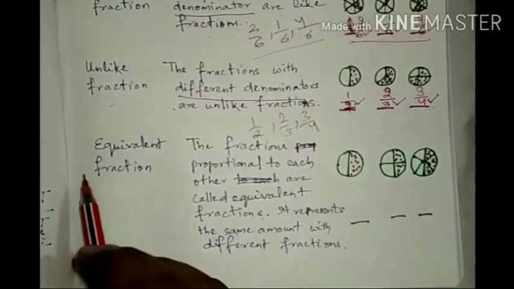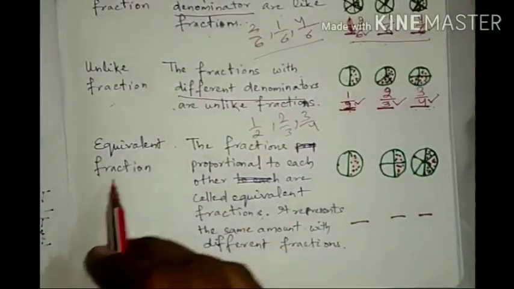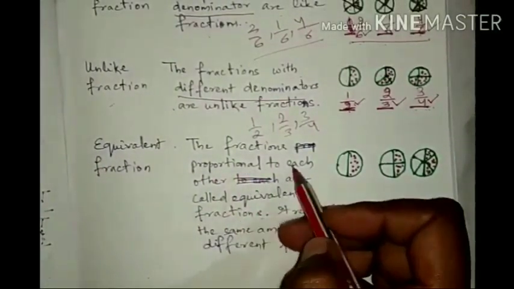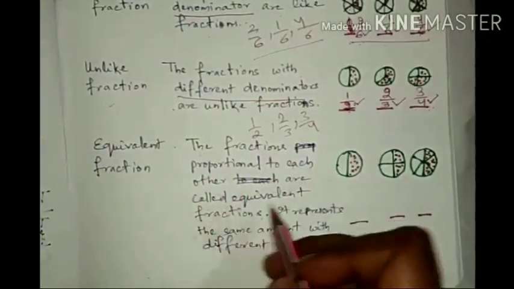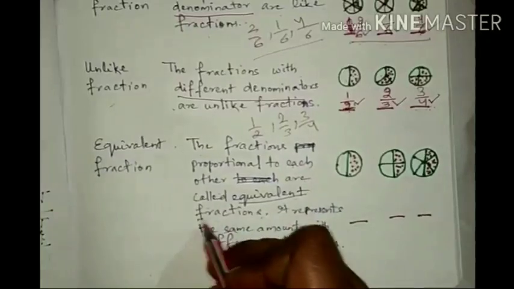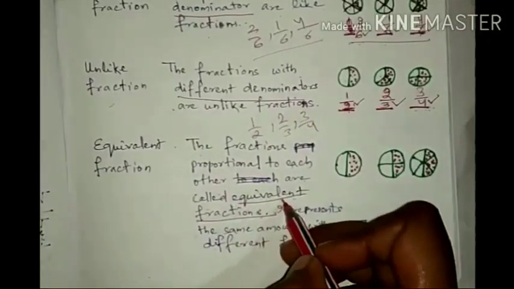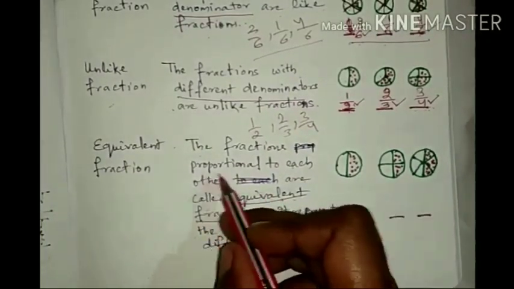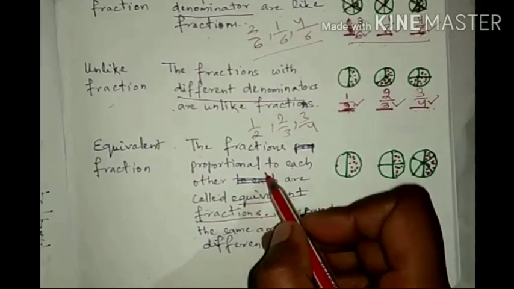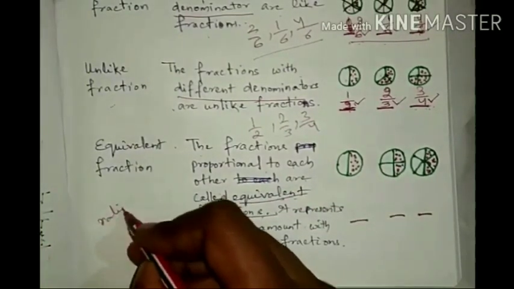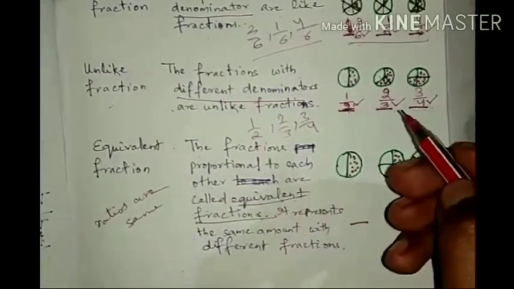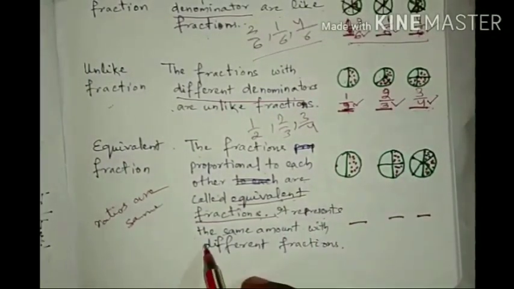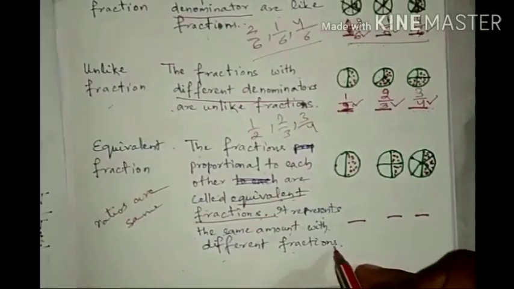Next we will go to equivalent fractions. Look here, equivalent fractions are what? The fractions proportional to each other are called equivalent fractions. So last year in class 6th you studied about proportion. What is proportion? Where ratios are the same. That one is proportion. So it represents the same amount with a different fraction.